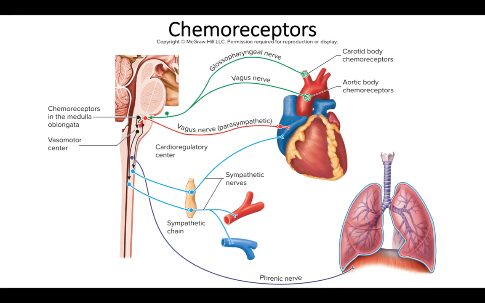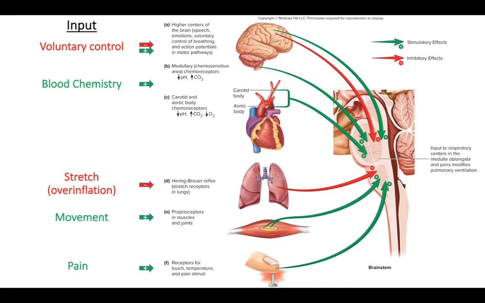Okay, the next thing is what else? All right, it's not just blood chemistry. There's a lot of other things that might affect your breathing. This is a pretty good slide because it separates it into red meaning inhibitory, so it would slow your breathing, and then green is stimulatory, that would increase your breathing. So we already did this one. If you have low pH, high carbon dioxide, low oxygen, that's going to increase breathing.